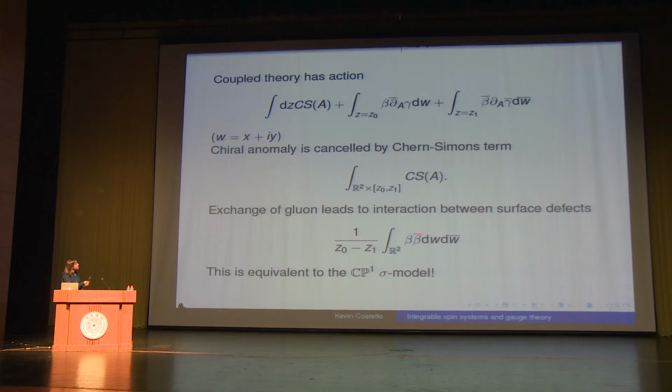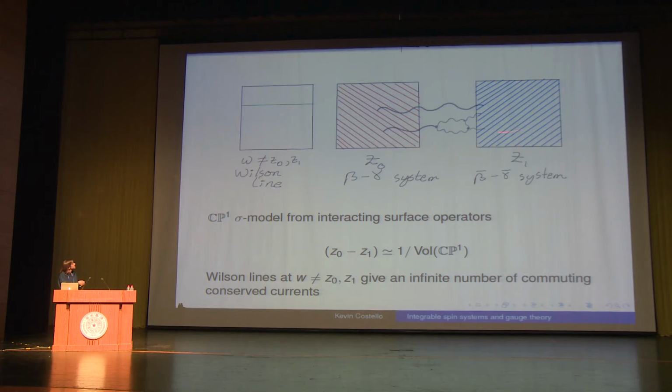exchange of a single gluon will lead to this beta-beta bar term. That is nothing but, well, if you take a beta gamma system and a beta bar gamma bar system and add on a beta beta bar interaction, well, that is nothing but the actual physical sigma model on CP1. So the picture is, here we have a chiral theory, here we have an antichiral theory. They exchange gluons, which leads to a full two-dimensional theory.